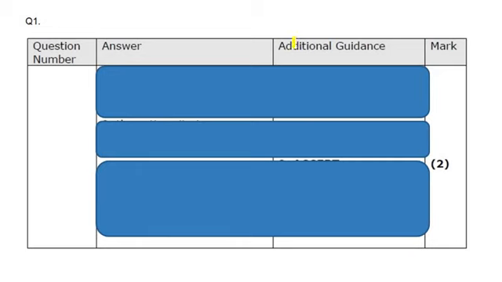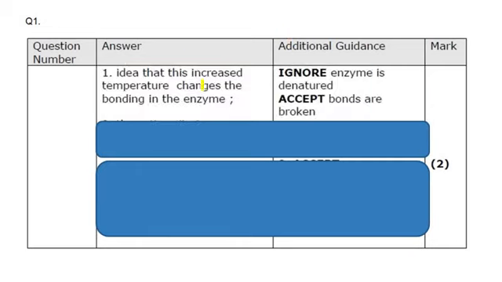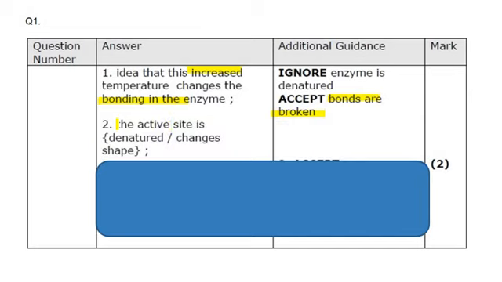Let's look through the mark scheme together. The first question, the first answer you could say is that this increased temperature changes the bonds in the enzyme. You could say bonds are broken. You can follow this up by saying the broken bonds change the shape of the active site, or you could say the active site is denatured.